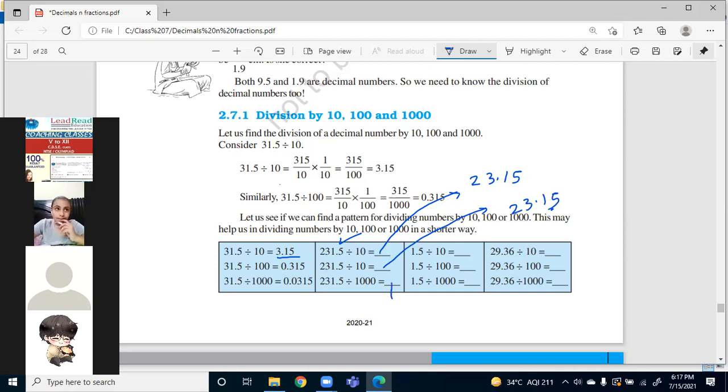Okay, no problem. So Samraj, are you ready with the third one? Yes, ma'am. The answer is 0.2315. Correct. So Rakshita, are you ready with the second column? Ma'am, I'm doing. Okay, so please complete the second column, all of you. Ma'am, completed. Ma'am, completed. Okay.